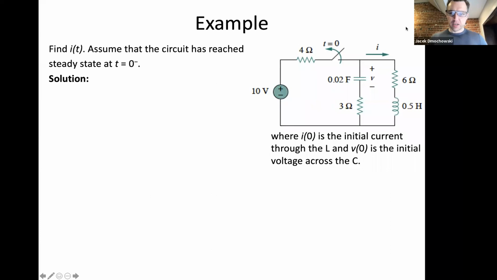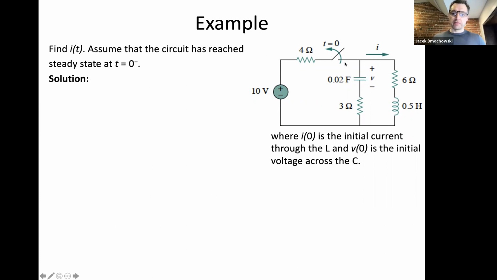All right. So we are asked to find I of t in this circuit, assuming that the circuit is in steady state before the switch goes from the closed to the open position. Okay, so you're basically going to be analyzing the circuit at 3 time points: right before the switch, right after the switch, and at the end of the universe.